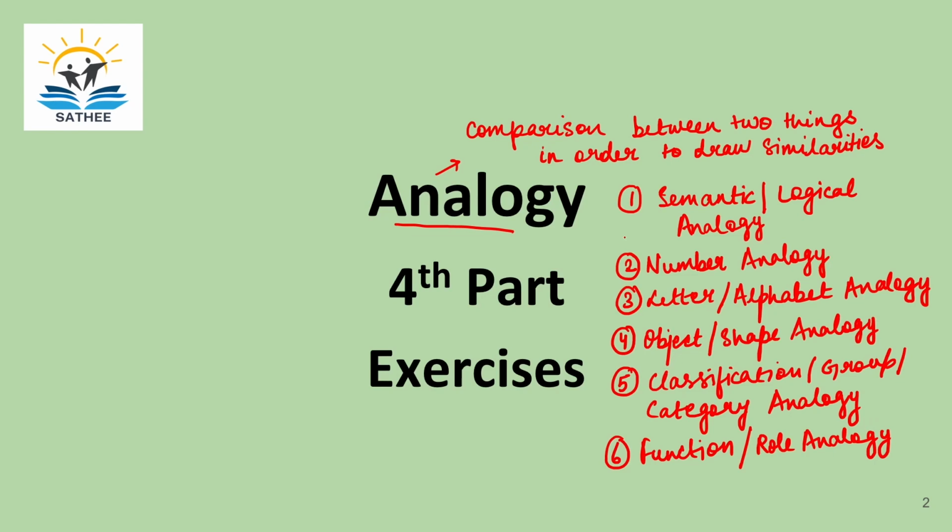In the last class, we talked about these three analogies in detail. We discussed that in semantic logical analogy, we have to find the logic that is used in the first pair, and then we have to use the exact same logic to find the answer. In number analogy, we discussed how to use mathematical operations to find out the answer. Here we dealt with four different operations, that is addition, subtraction, multiplication, and division.